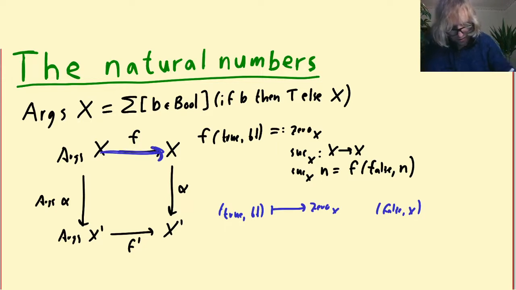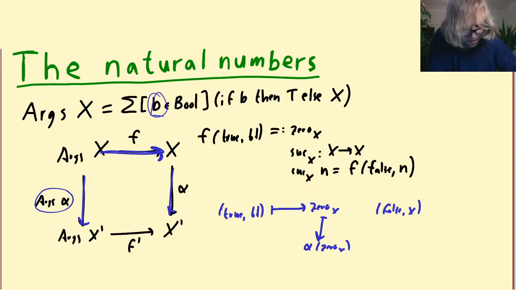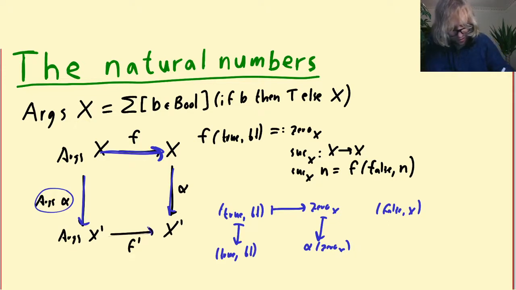It's going here. And then I go down with alpha, and I get alpha of 0 in x. And if I go this way, if you remember what this functor is doing on this b, which has nothing to do with the x, and this true, which has just the final thing, then we remember that it's just leaving it alone, right? So this gets sent to true and top again. And now if I go across with f prime, then I'm going to get the 0 in x prime. So we see that alpha preserves the 0.